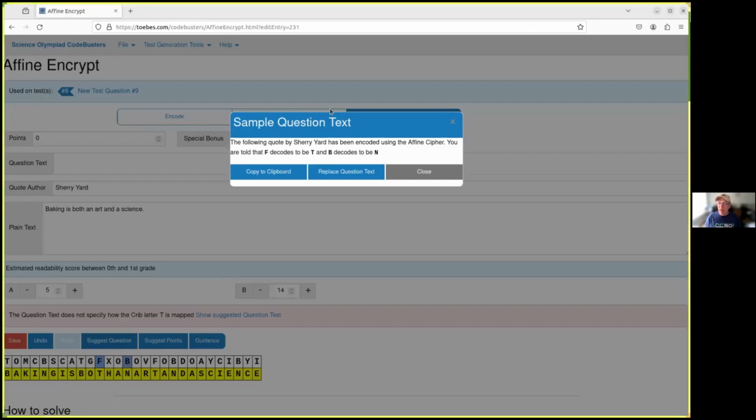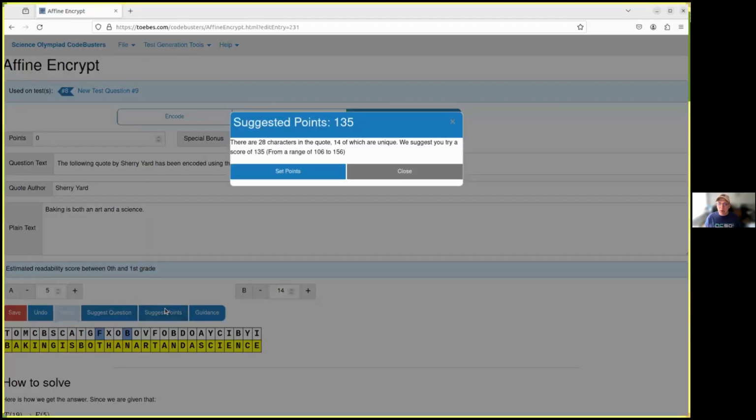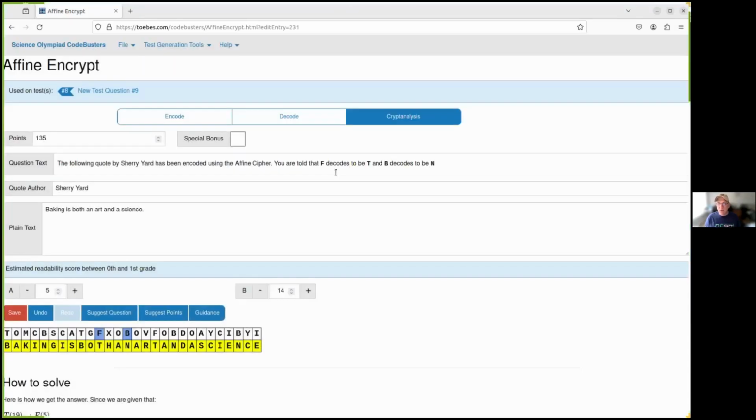Here we see the mapping for the cryptanalysis is given. F maps to T and B maps to N. So that looks good. And now we will pick the suggest the points button, and the difficulty for cryptanalysis is taken into account by the suggest points button, which with cryptanalysis, these are a little more difficult, so worth a few more points. Next, we'll save it and we can move on to the next question.